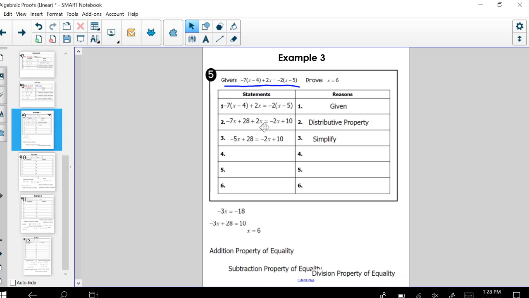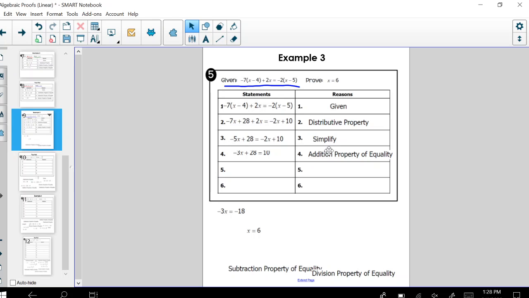Now my next step, I have an x on the left side of the equal sign and an x on the right side of the equal sign. I'm going to have to get those to the same side. So in this case, if I look at what I have down here, I'm going to be adding 2x to both sides. And that'll leave me with -3x plus 28 equals 10. When I add the same thing to both sides and they're still equal, that's my addition property of equality.